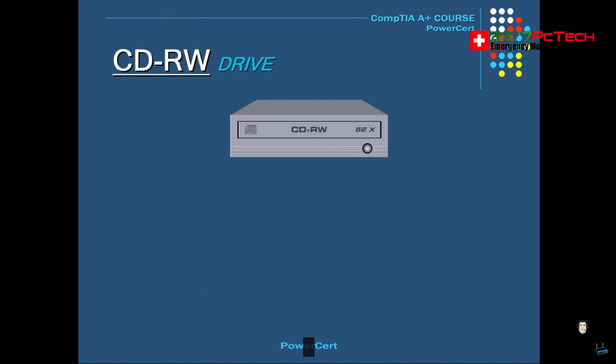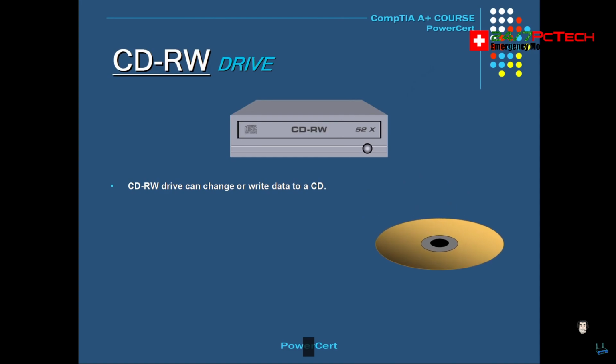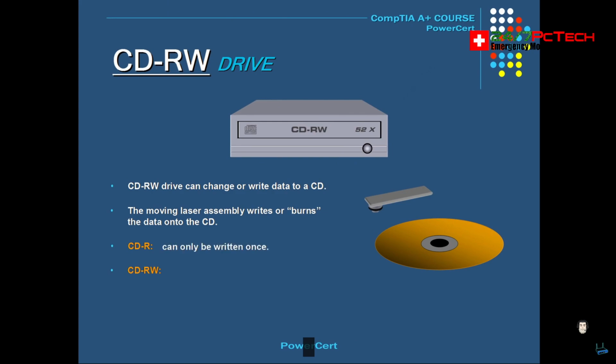CDRW stands for Compact Disk Rewritable. A CDRW drive can change or write data to a CD. It has a moving laser assembly that writes or burns the data to a CD. There are two different kinds of CDs that can be written to: a CDR, which stands for CD recordable, or CDRW, which stands for CD rewritable. CDRs can only be written once, but a CDRW allows data to be rewritten multiple times. CD-ROMs hold approximately 700 megabytes of data. 700 megabytes, not even a gig.